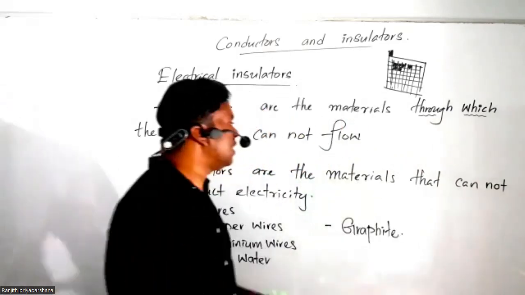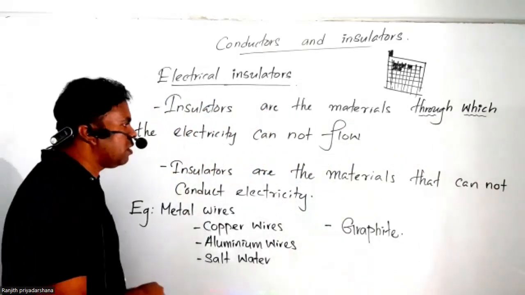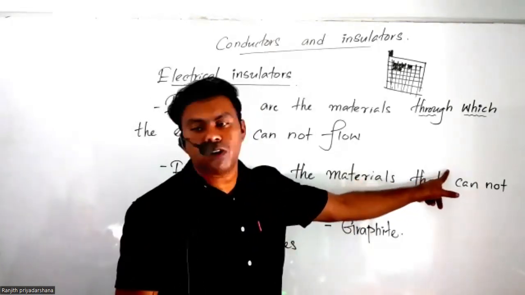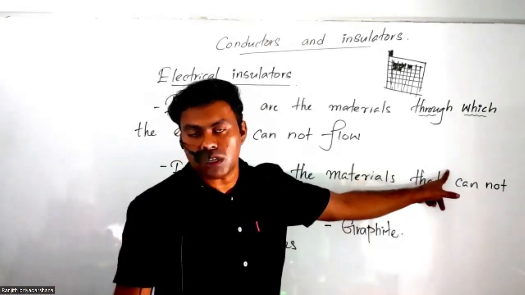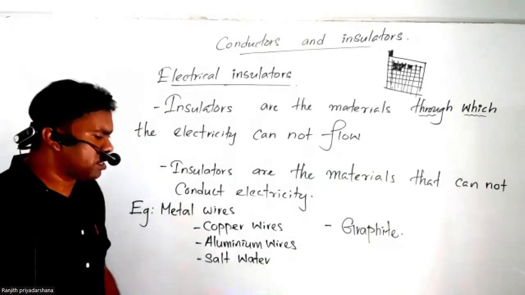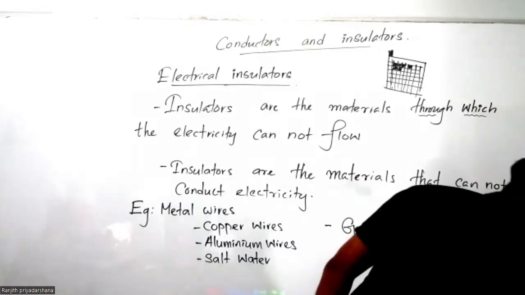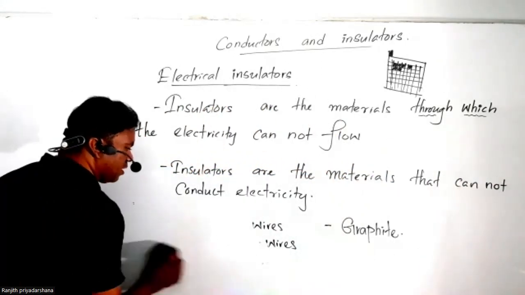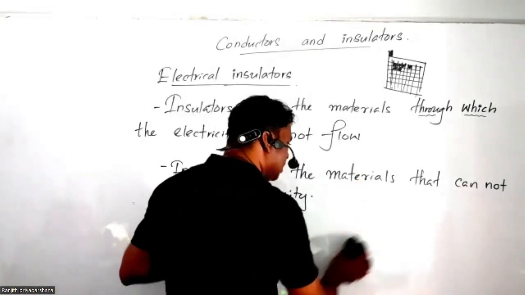Insulators are the materials that do not allow electricity to flow. That is also a good definition. Let's write it using the word allow. Allow means ඉඩ දෙනවා, and do not allow means ඉඩ දෙන්නේ නැහැ.